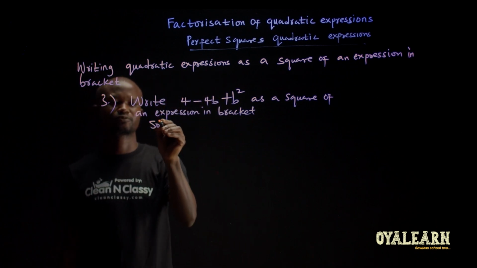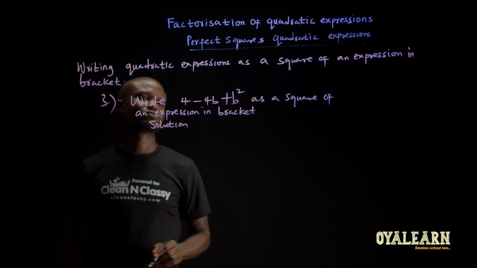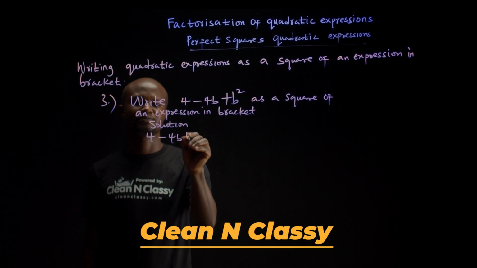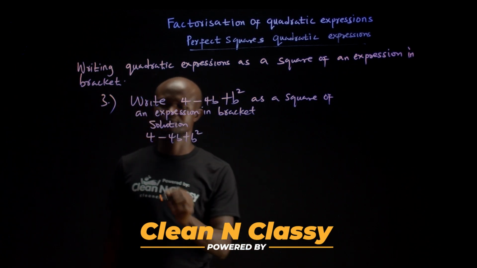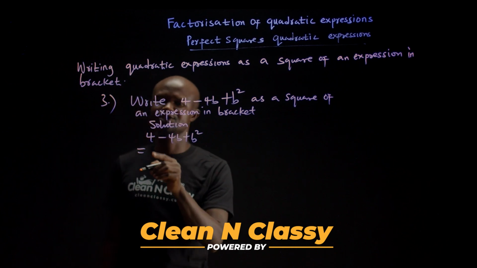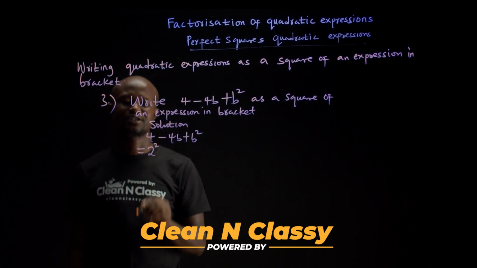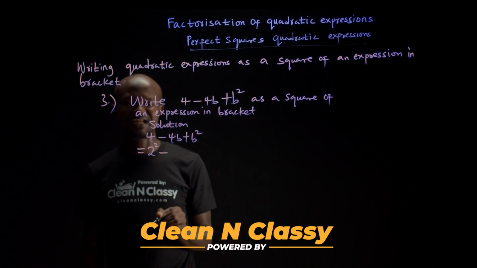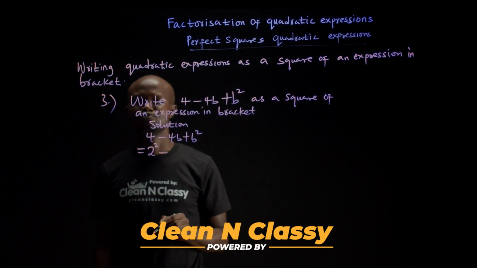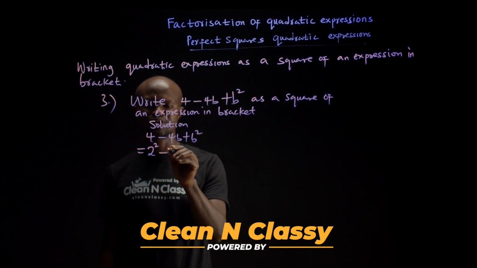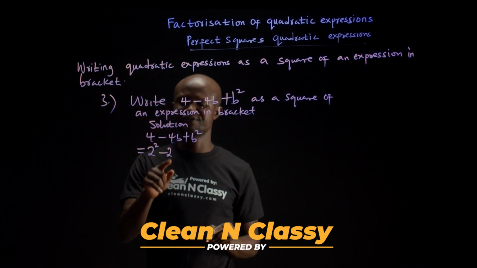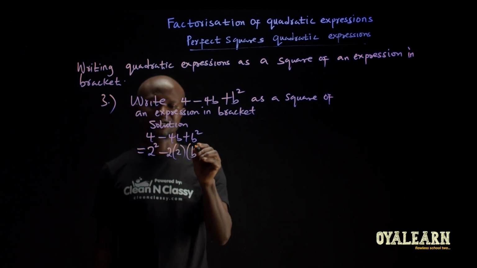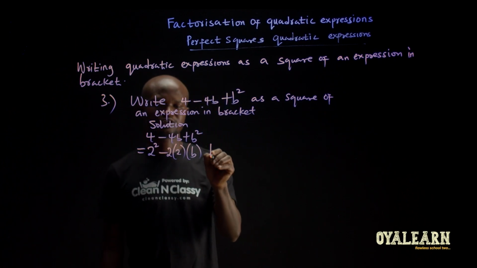Solution. Now we have 4 minus 4b plus b squared. This can be written as what? This 4 can be written as 2 squared. Now, for us to apply this, we must have 2 in the middle. So what are we going to have? 4 divided by 2, we have 2 also. Then we have 2 into bracket b plus b squared.